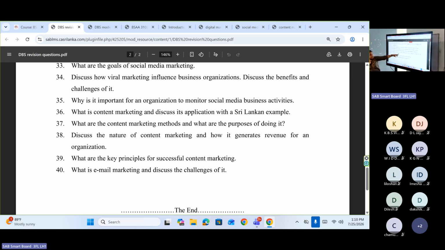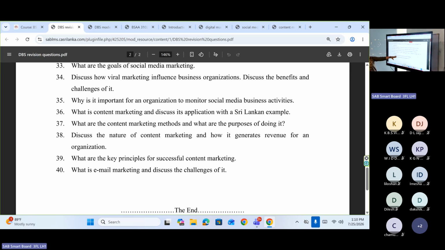What are the content marketing methods and what are the purposes of doing it? There are different methods of doing content marketing, like magazines or maybe brochures or maybe some of the other supplementary items, and maybe creating experiences, giving some opportunities. So those are some of the methods of content marketing.